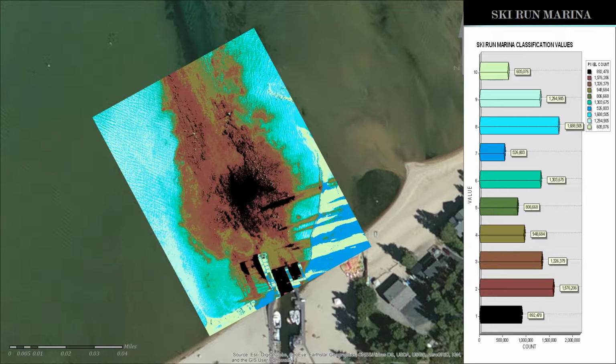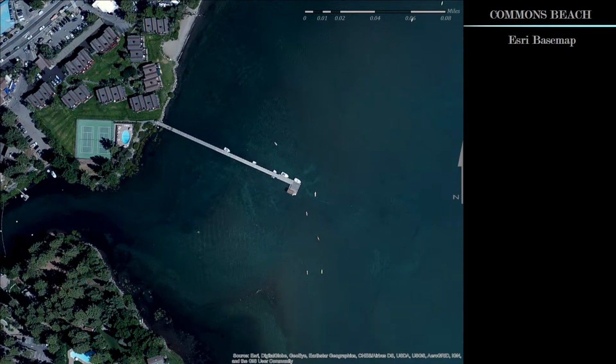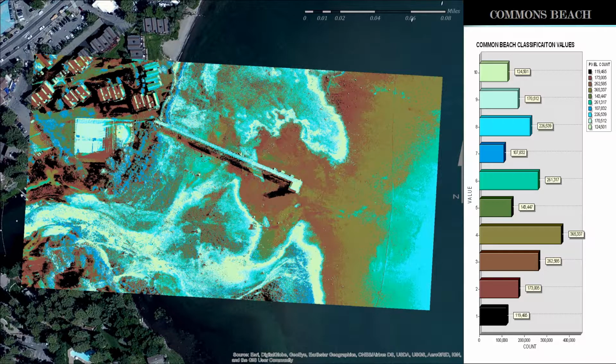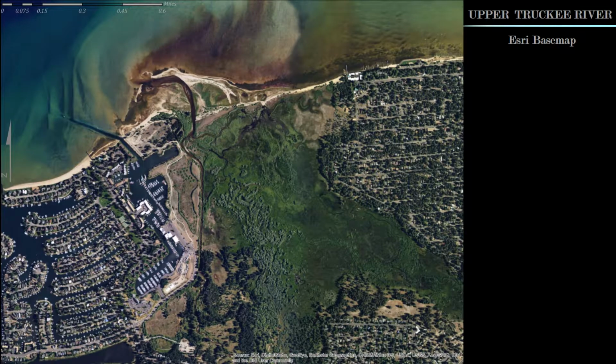So the second site shows the Commons Beach in northern Lake Tahoe, and then on top of it again is the orthomosaic produced from the drone stills. And then this is the image classification, again using isocluster unsupervised image classification. And again, these are the same classes, and you can see that the darker areas again are the most likely to be exhibiting invasive infestations of one of the 2 species.